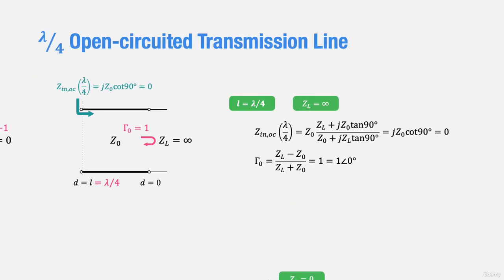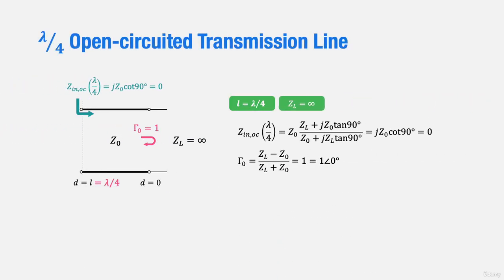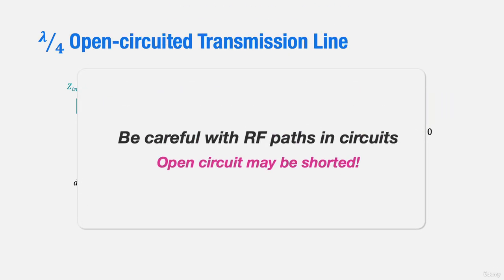Now consider a quarter-wave open line. It's fascinating that tangent 90 degrees is precisely equal to 0. What does this imply? Well, folks, did you know that an open line is not always an open circuit? When we have a quarter-wave open line, the open circuit will be transformed into a short circuit. Additionally, no matter what the Z0 is designed to be, there is no improvement at all. So we need to be careful with the RF path in our circuit design.